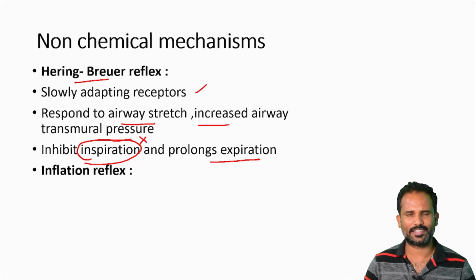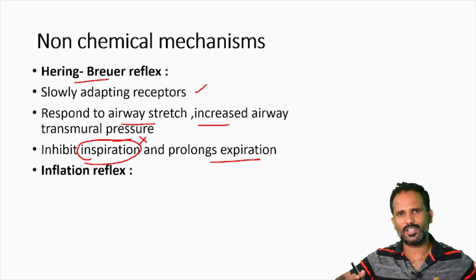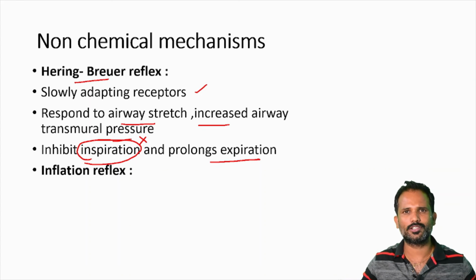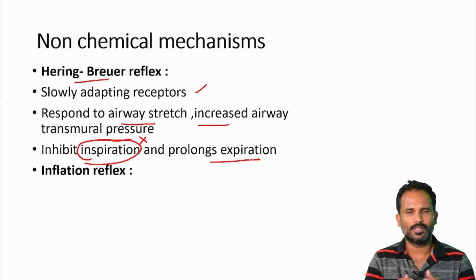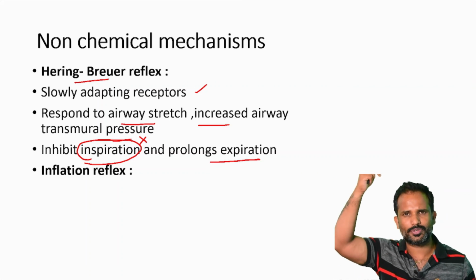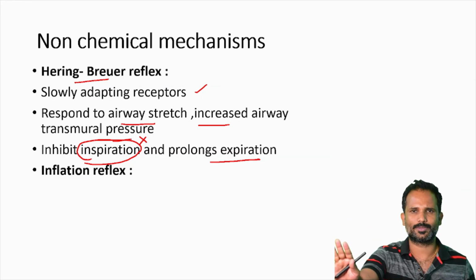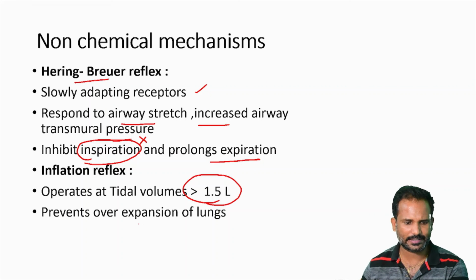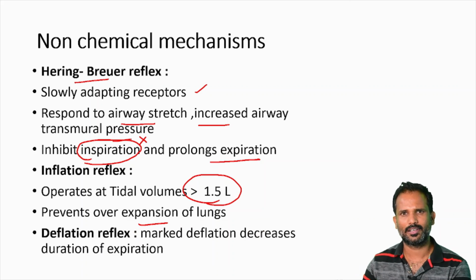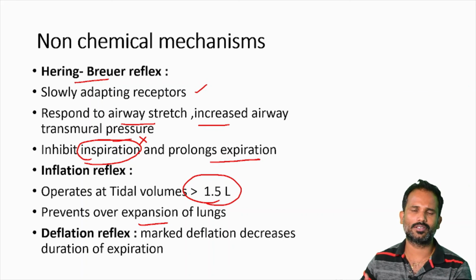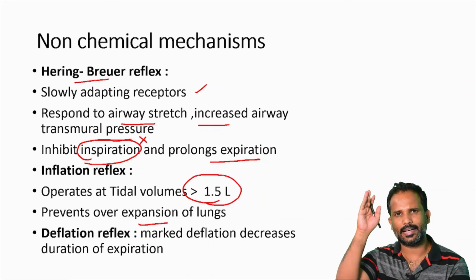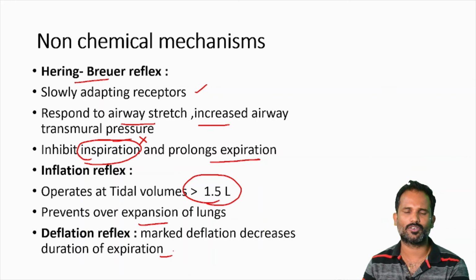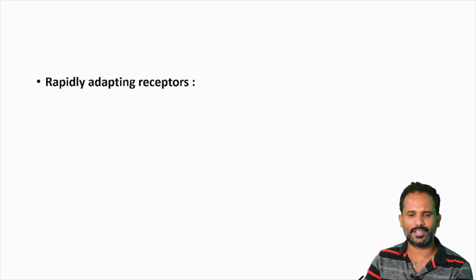The Hering-Breuer inflation reflex is the one where there is an overstretch of the lung, which occurs at tidal volumes of more than 1.5 liters, and it prevents overinflation. The vagus will be stimulated, that information goes to the brain, and that stops the respiration. So it usually operates at tidal volumes more than 1.5 liters and prevents overexpansion of the lungs. Whereas in the deflation reflex, with marked deflation, if you are exhaling the air out more, it decreases the duration of expiration. That is called the Hering-Breuer deflation reflex.